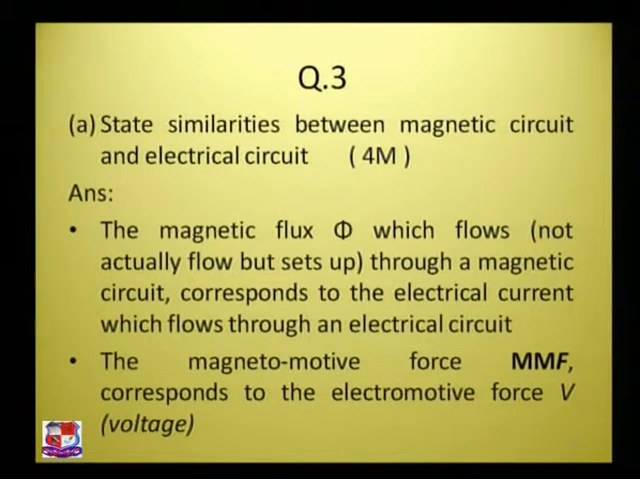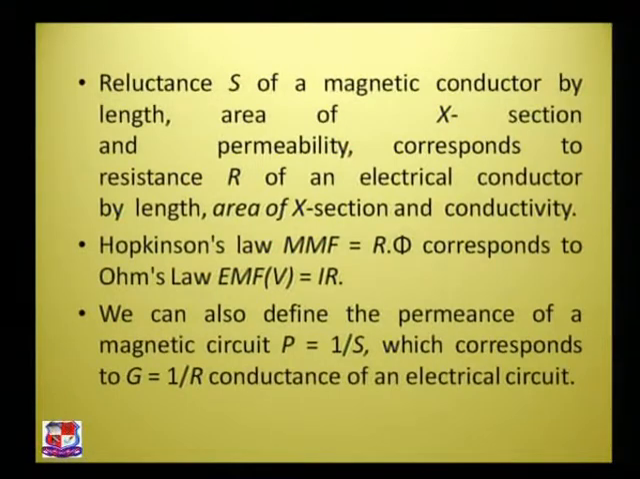Second is the magnetomotive force, that is MMF, in the magnetic circuit, which corresponds to the electromotive force V in the electric circuit. Third is the reluctance S of a magnetic conductor, given by length, area of cross section and permeability, which corresponds to the resistance R of an electric conductor by length, area of cross section and conductivity. Fourth is the famous Hopkinson's law, MMF equal to S phi, which corresponds to the famous Ohm's law in an electric circuit, EMF V equal to IR. We can also define the permeance of a magnetic circuit, denoted by P equal to 1 by S, which corresponds to conductance, G equal to 1 by R, of an electric circuit.